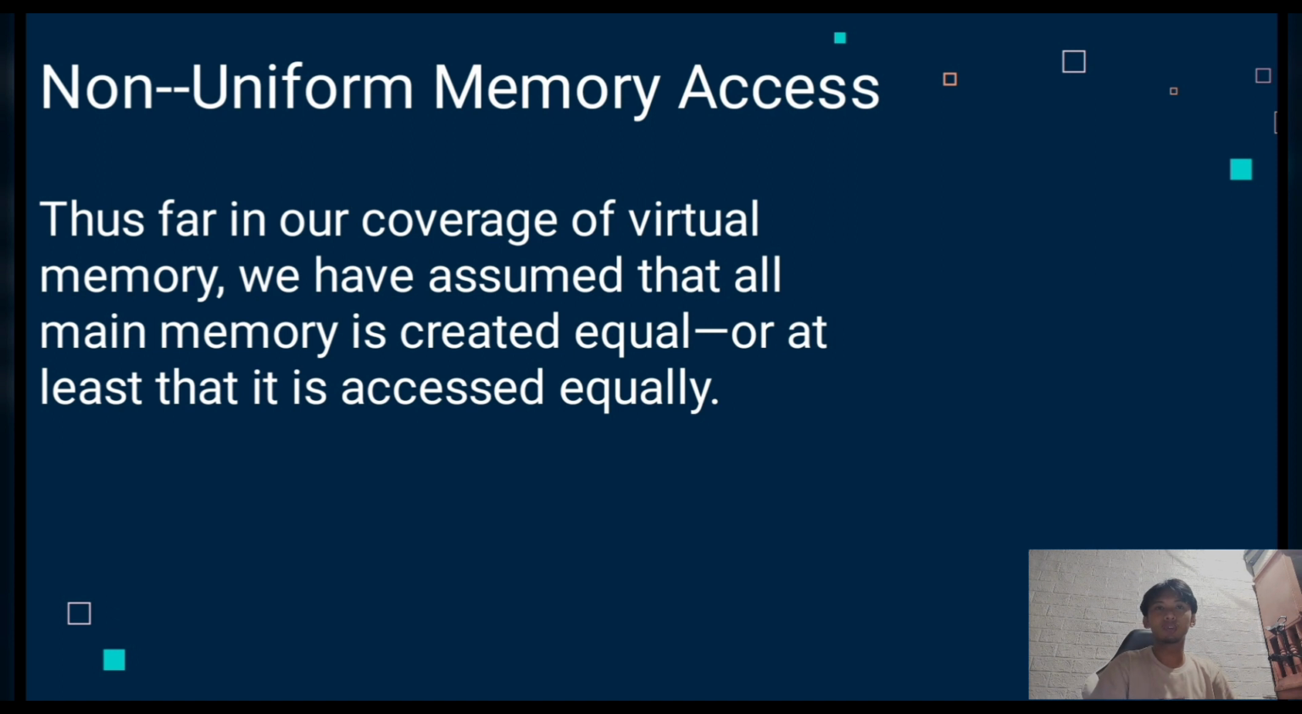Next is non-uniform memory access. Thus far in our coverage of virtual memory, we have assumed that all main memory is created equal, or at least that it is accessed equally. On many computer systems, that is not the case. Often in a system with multiple CPUs, a given CPU can access some sections of main memory faster than it can access others. These performance differences are caused by how CPUs and memory are interconnected in the system.